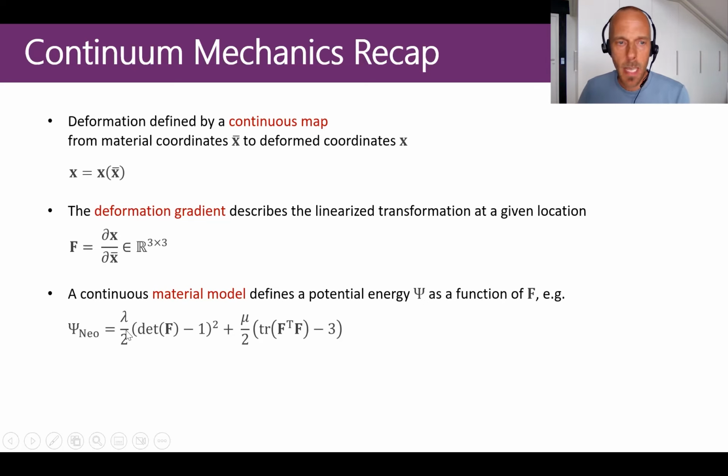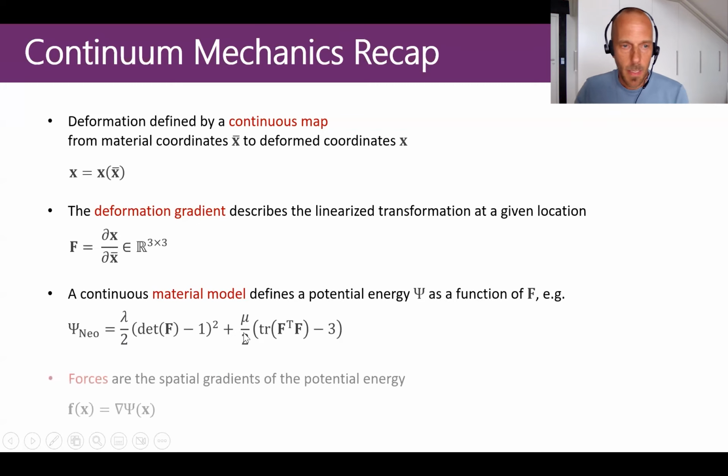And here we have an example of a near Hookean material, and there are 2 terms here, a hydrostatic term and a deviatoric term. So as you can see, the inputs are these deformation gradients, and then you have a bunch of parameters as well. Now, once you have the potential energy, you can compute forces as the spatial gradients of this potential energy, and then with the forces you can simulate your material.